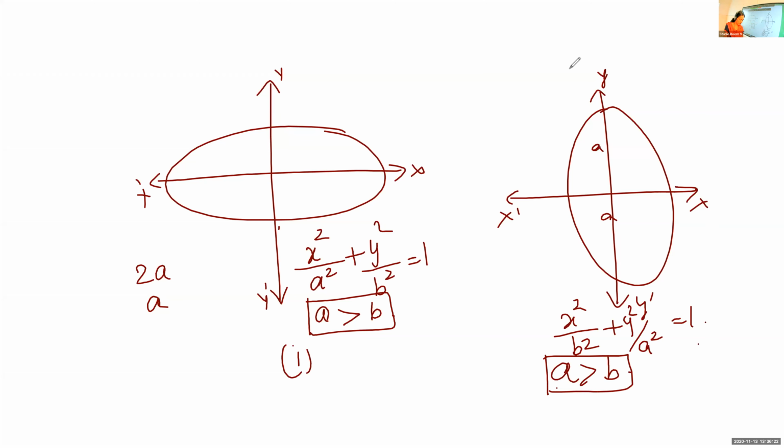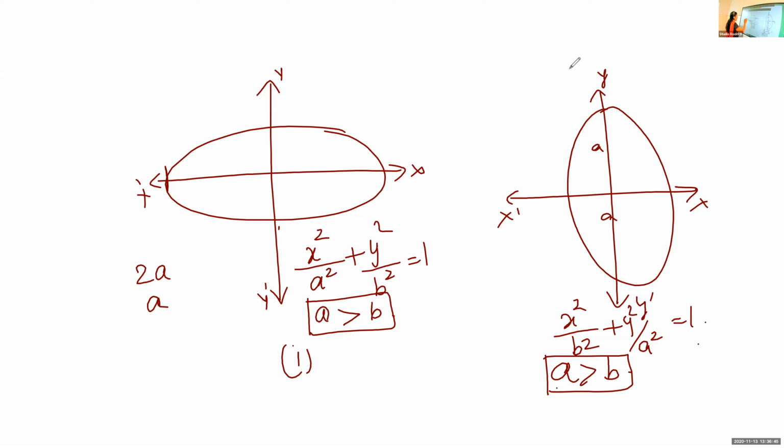Is the definition of eccentricity clear? What is eccentricity, Achyut? Ratio of C by A. The ratio C by A is called the eccentricity. Okay, next we are going to learn about the vertices.